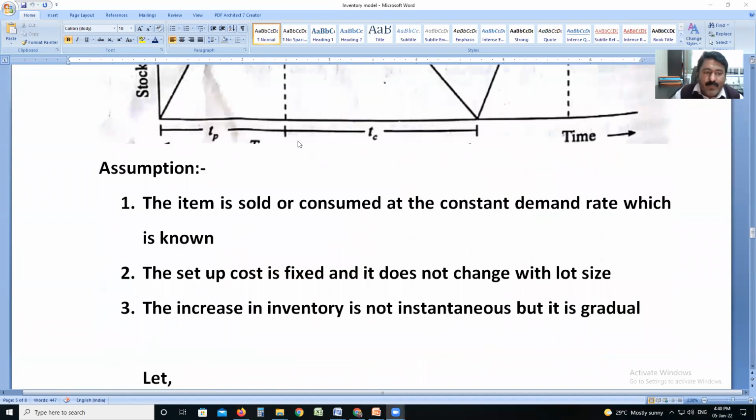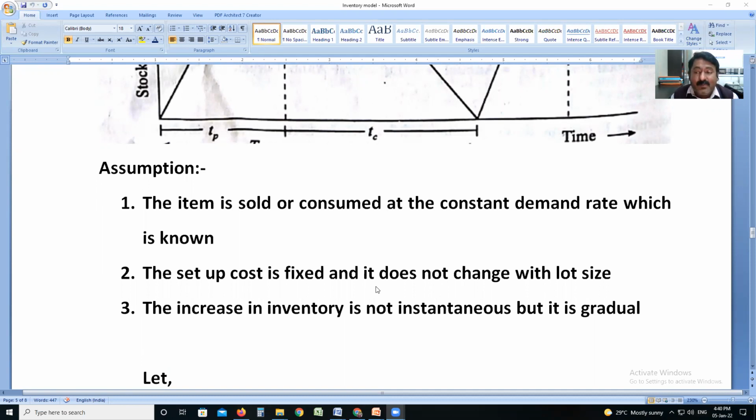Let us proceed further. What are the assumptions in this? The item is sold or consumed at a constant demand rate, which is known. The demand rate is constant, for example demand rate 50 per day, or 8 or 6 per hour. The setup cost is fixed and it does not change with lot size. In the last case, the setup cost was not taken into account, but since this is the production model, the setup cost is also taken into account.